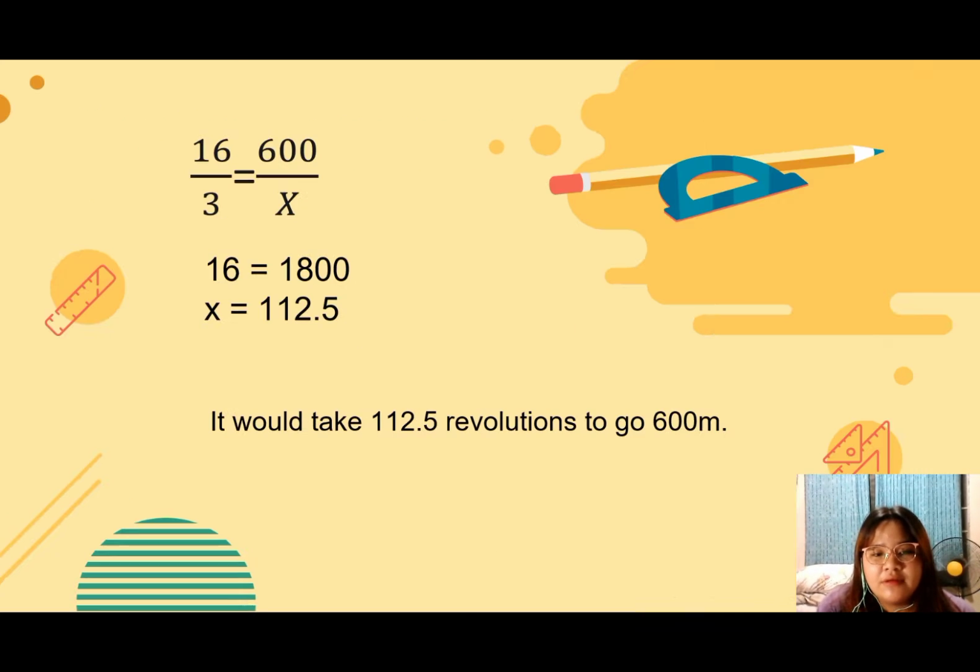Thus you have 16 over 3 is equal to 600 over x. 16x is equal to 1800, and x is 112.5. It would take 112.5 revolutions to go 600 miles.